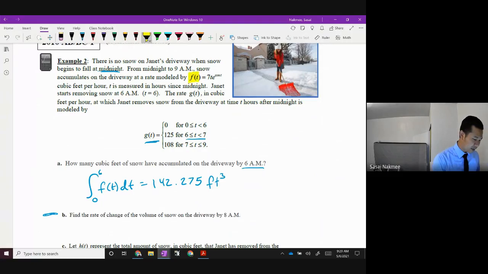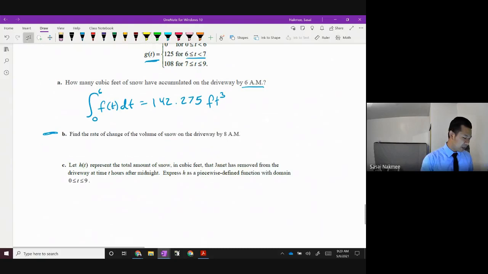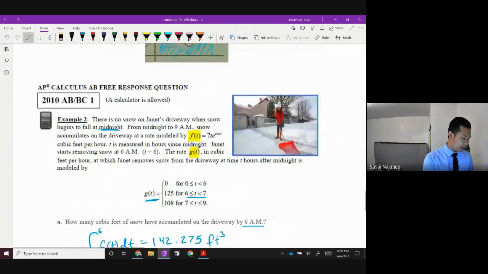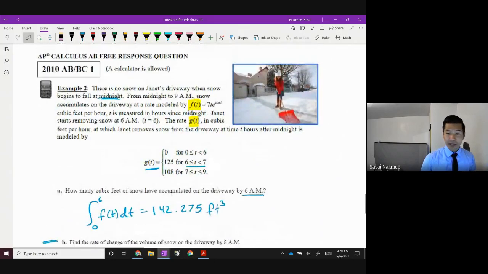This function f of t is the rate at which snow is falling onto a driveway, in cubic feet per hour. And then they also give us g of t, which is the rate at which Janet removes the snow from the driveway. So it's a rate at which snow is being taken off of the driveway. We got to go through these parts here. I just wanted you to understand, this is one of the questions that was on the AP exam, a free response question.